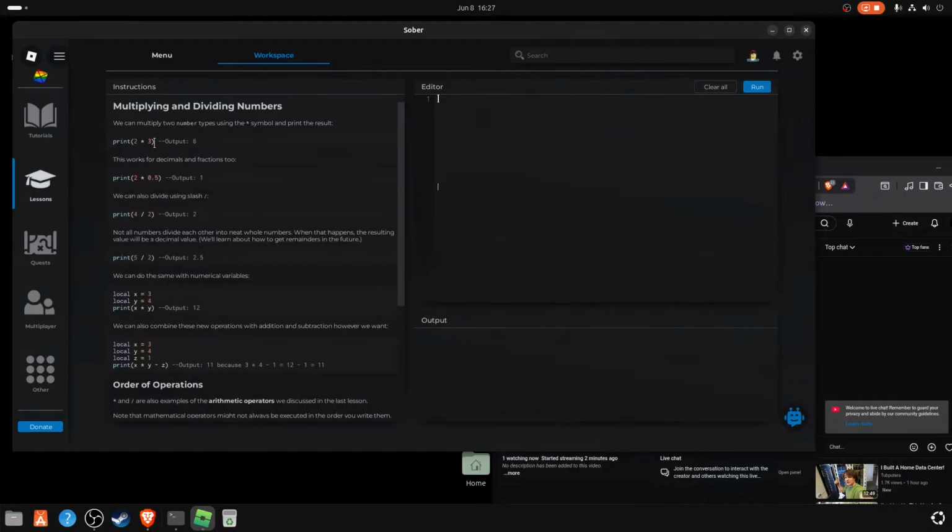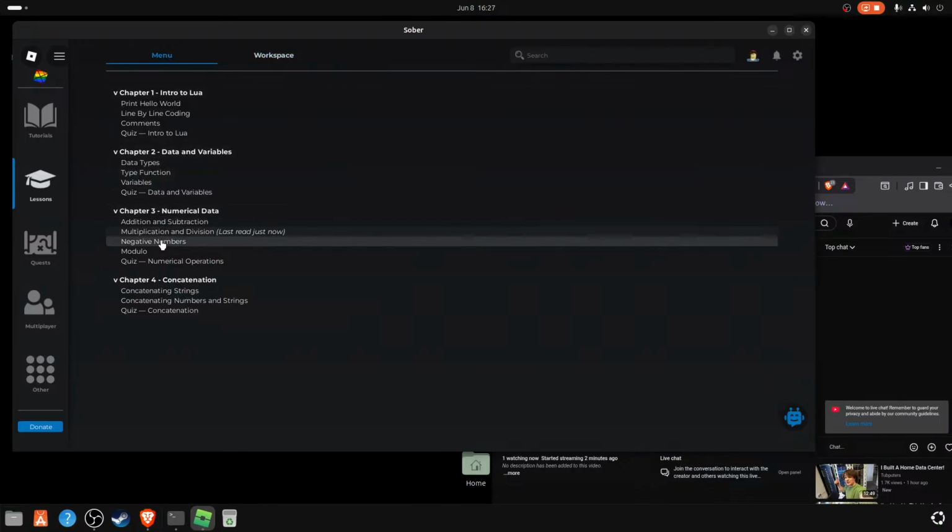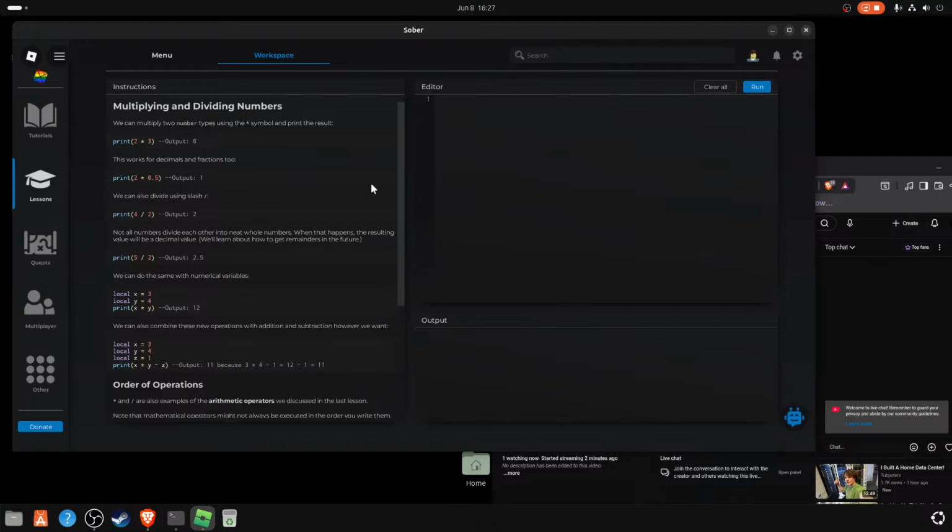Next, multiplying and dividing. Let me get through this whole thing. Well, I don't want to get ahead of myself, but I'm very tired today. I did not feel like doing this.